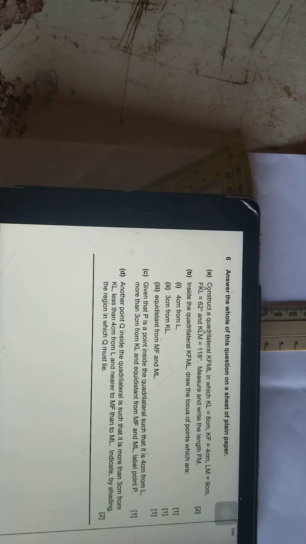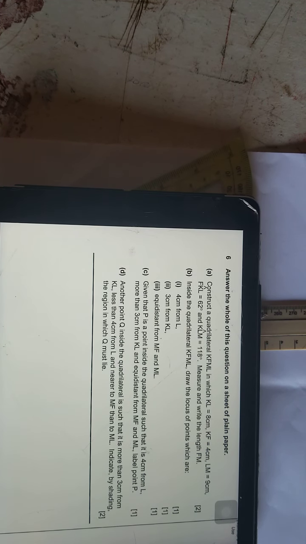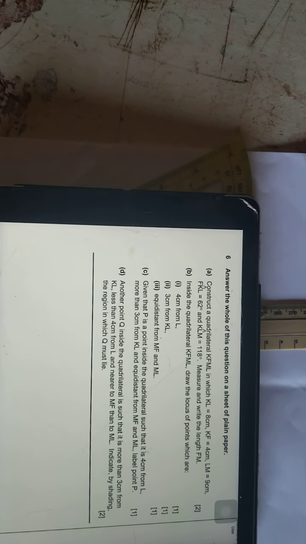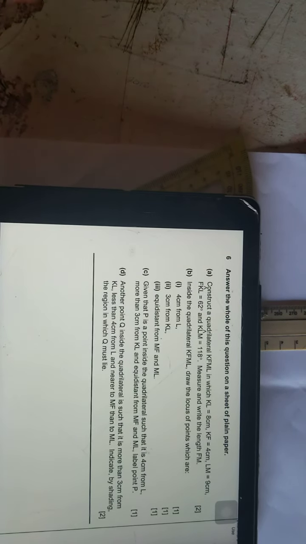So in this lesson, we are going to draw a quadrilateral. We have a question that we're going to use to help us do that. It reads, construct quadrilateral KFML in which KL is 8 centimeters, KF is equal to 4 centimeters, LM is equal to 9 centimeters. So we are just going to start and walk through this problem together.